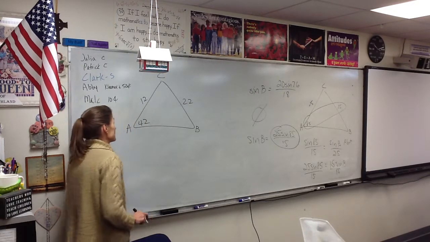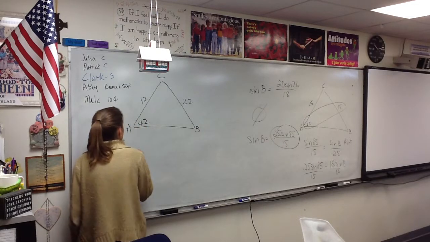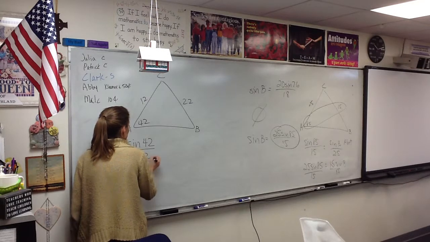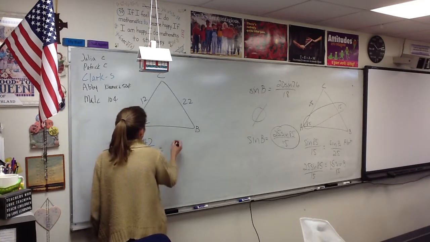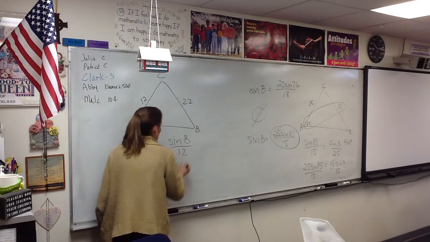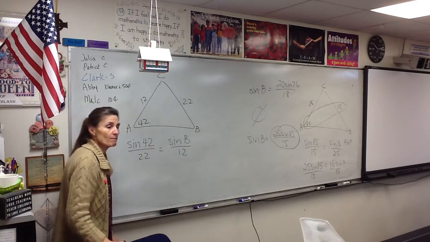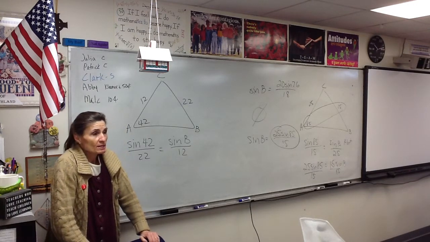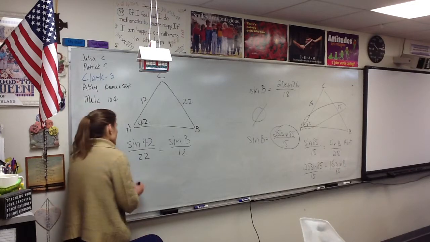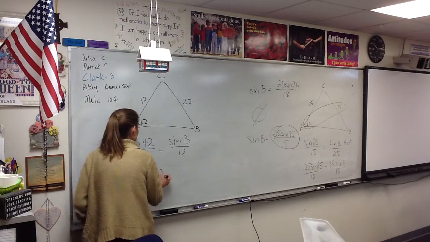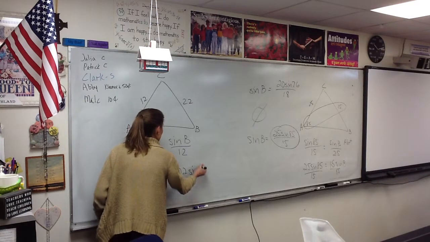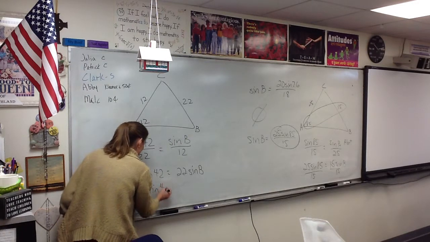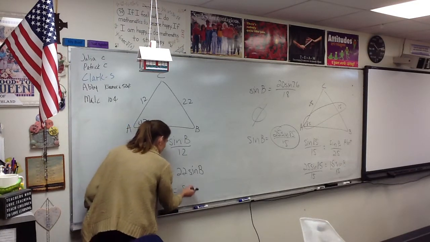Okay, Jordan Bruns, give me the setup for this one. Perfect. There's the setup. Everybody's following along, so when we have a quiz over this, we will know what to do. So 12 sine 42 equals 22 sine B. So Jabron, I'm going to divide by 22. So 12 sine 42 over 22 equals sine B.